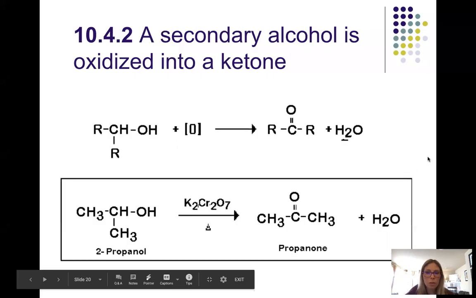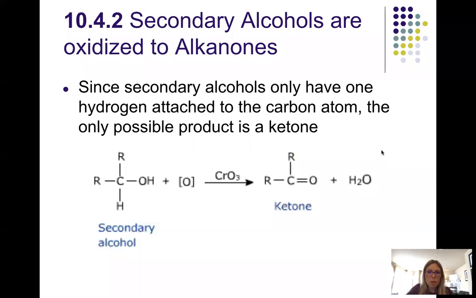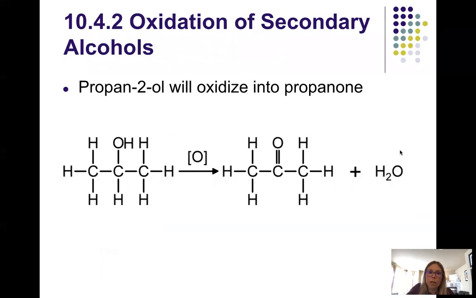Okay, so here's a little summary on that. Again, those R groups each represent the rest of a molecule that contained carbon. Our hydroxyl is next to a carbon that has 2 carbon neighbors. And then that just goes into a ketone. And that's the only reaction.